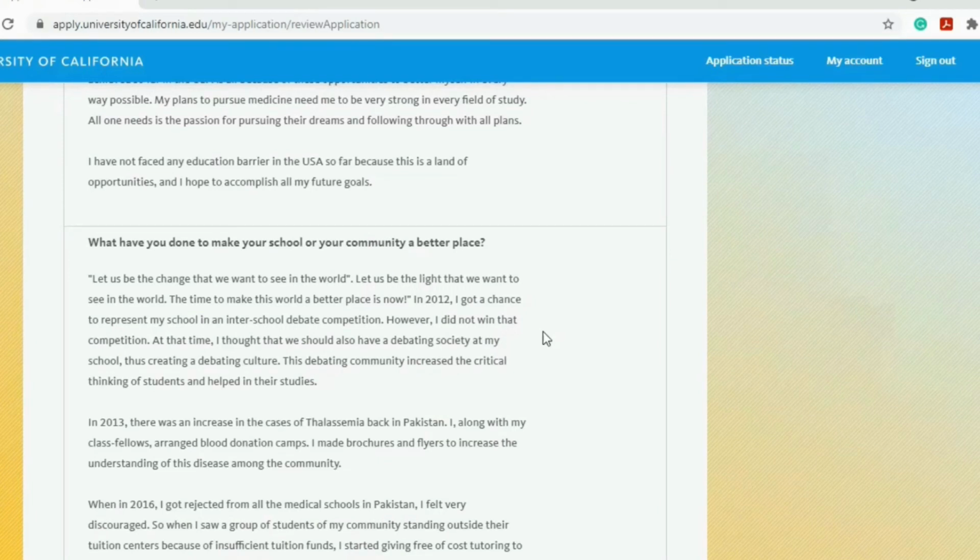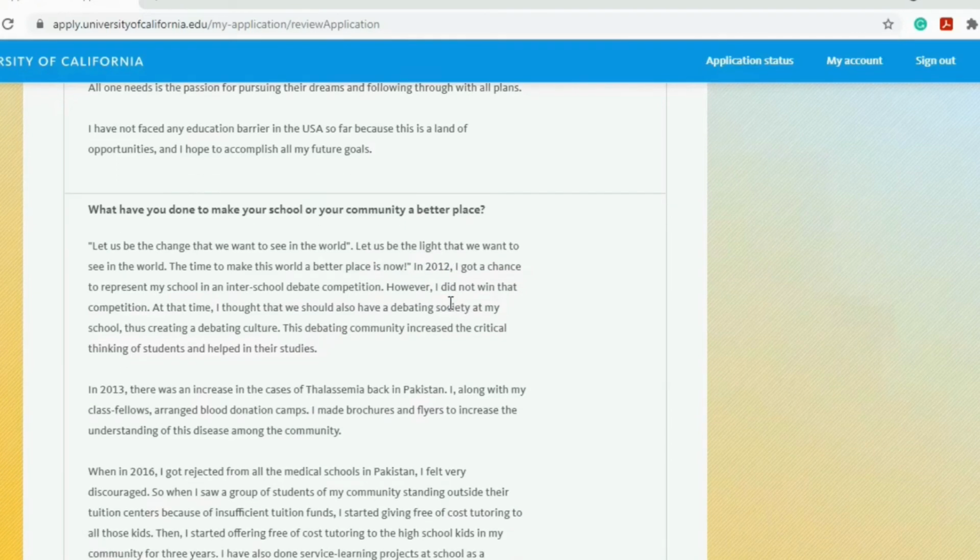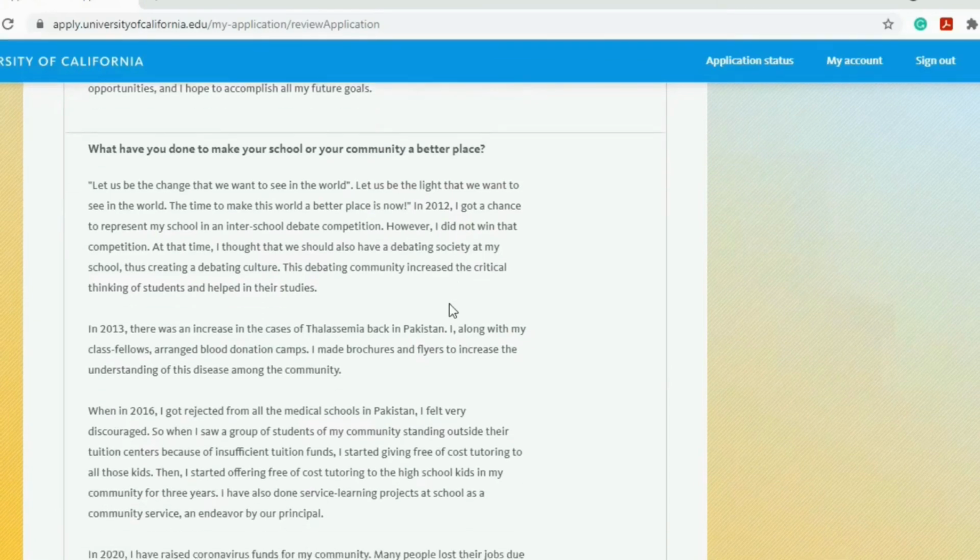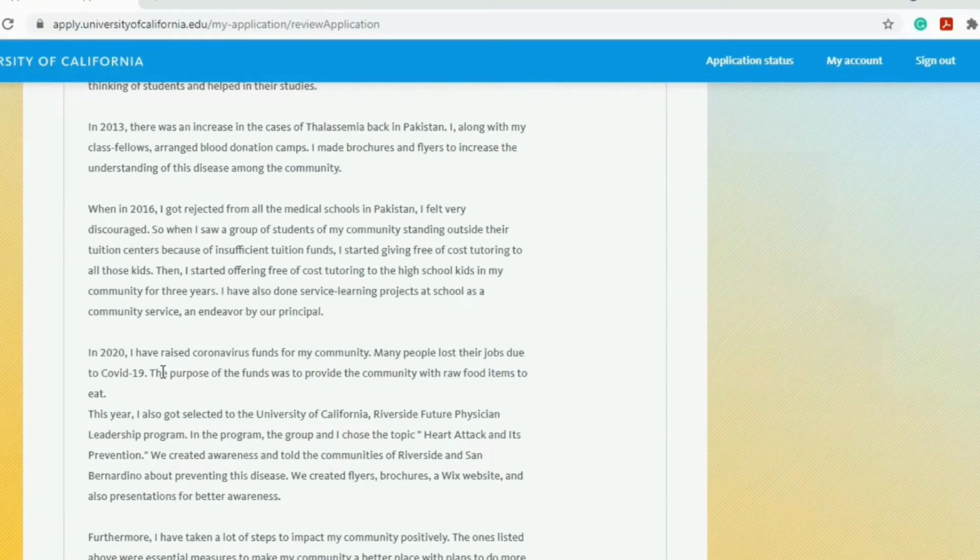While attempting this question, I was in two minds about how I should deal with it. Should I write it in a paragraph form, or should I just give it in chronological order, how I dealt with the circumstances, or how I worked for my community? So what I did was, I started from 2012, and then I told what I did in 2012, what I did in 2013, what I did in 2016, then in 2020.